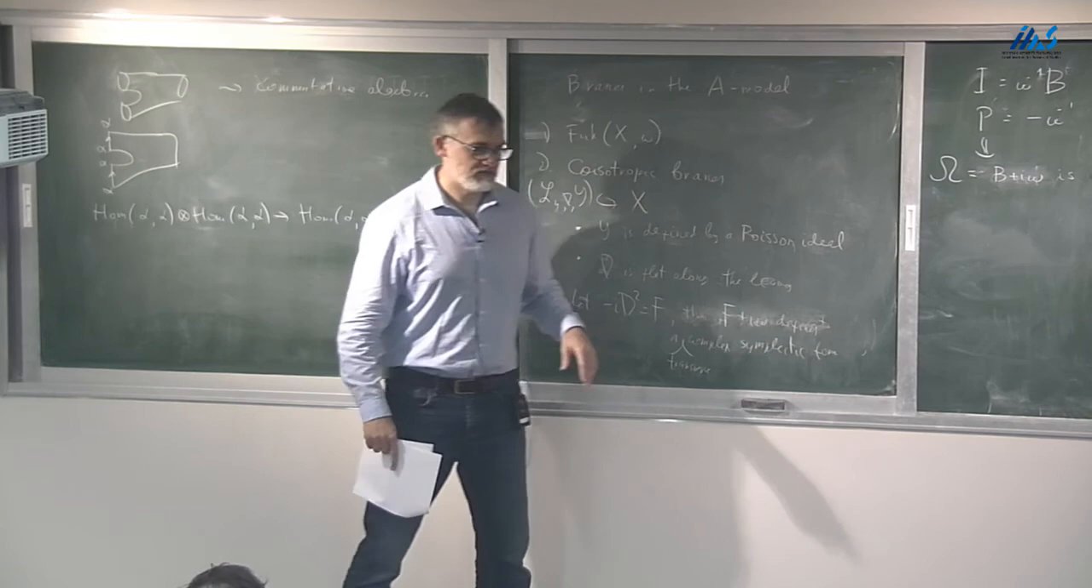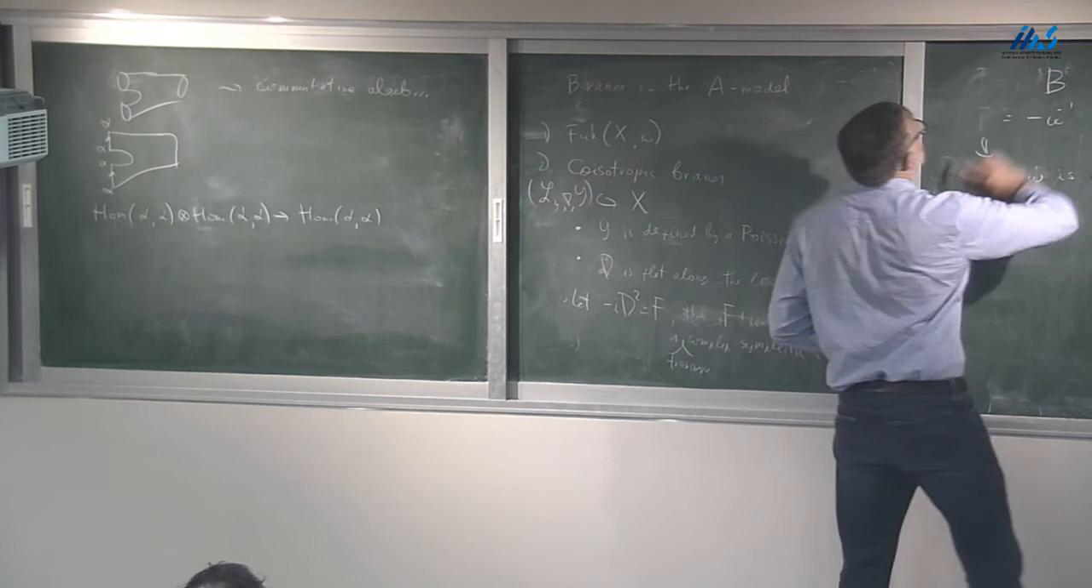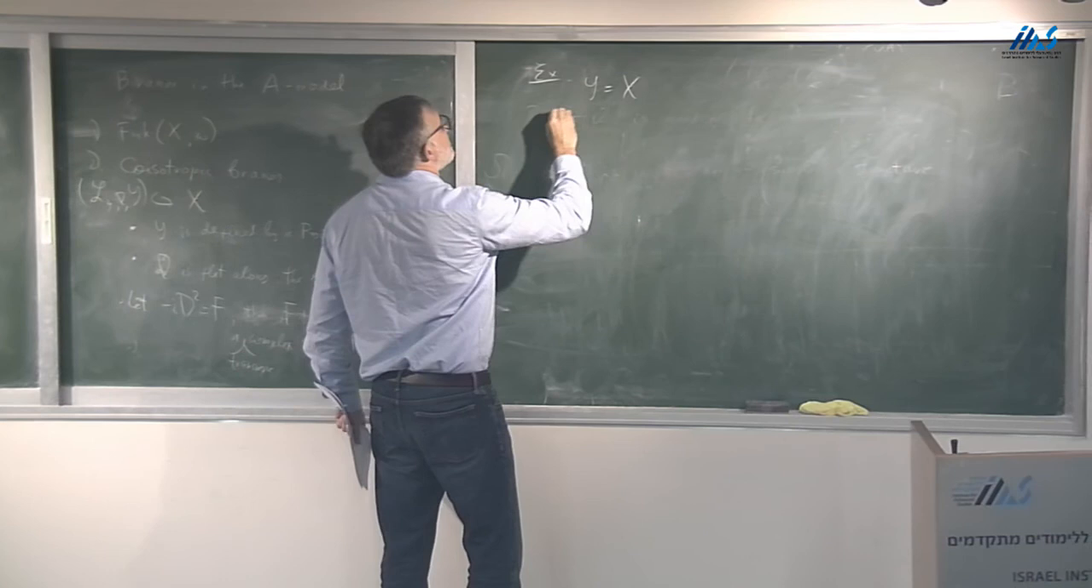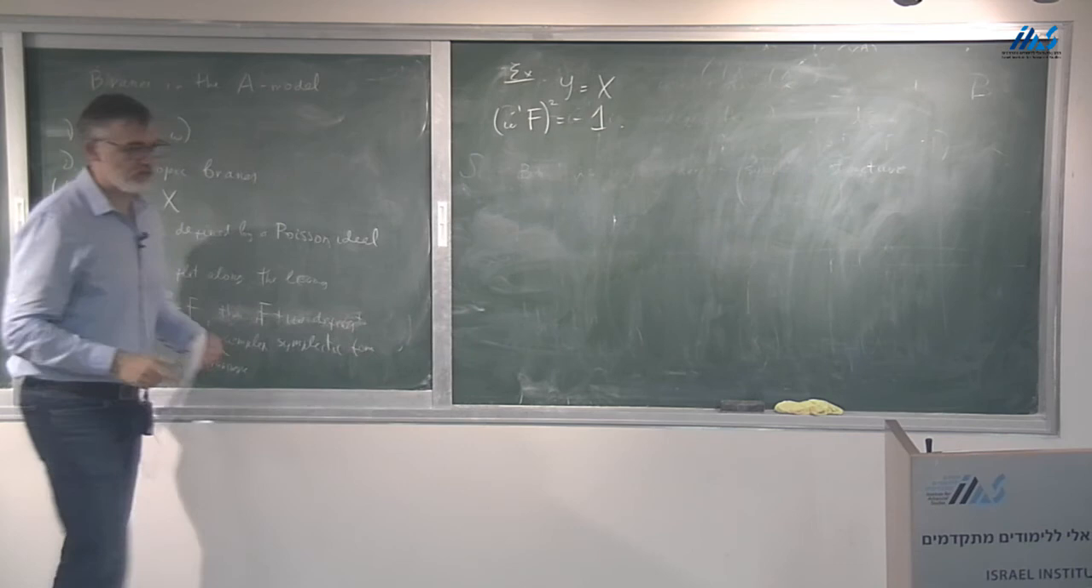When you say transverse, you mean on the space of leaves? Yes, yeah. For Y equal to X, that's actually the most important example for us. So the most important one: if Y is equal to X, then the condition is just this one. If you have such a line bundle with such a connection whose curvature satisfies this, then you've got yourself what's called a coisotropic A-brane of rank one.